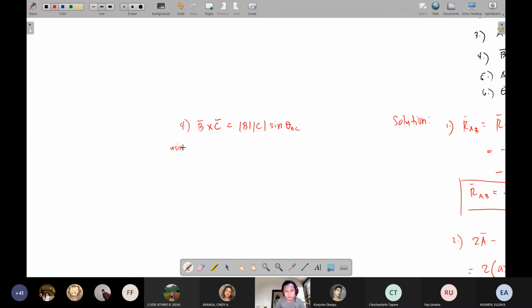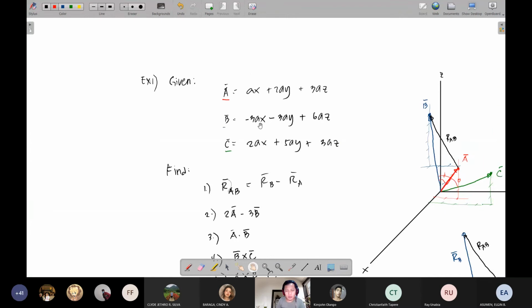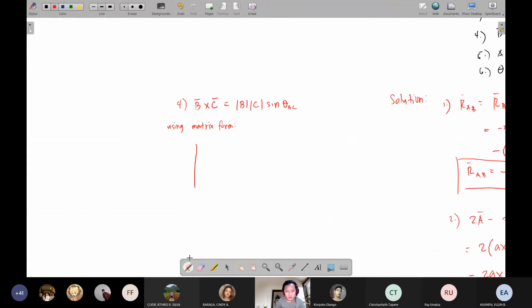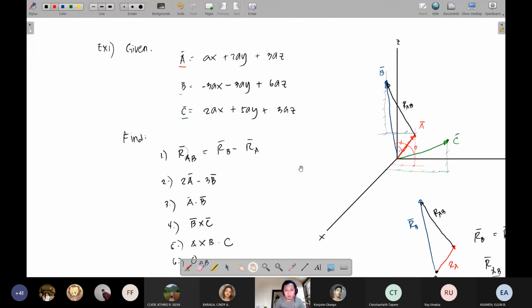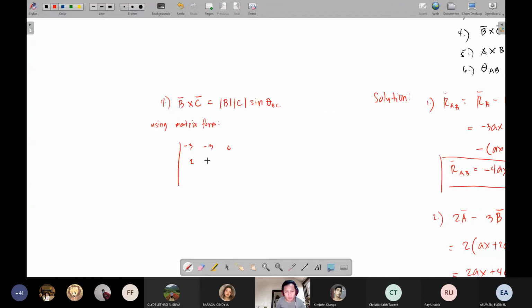Using the matrix form, the first row would be the values of your first vector. Vector B is negative 3, negative 3, and 6. Then the second row would be the components of your second vector, 2, 5, and 3. And then the last row would be ax, ay, and az.